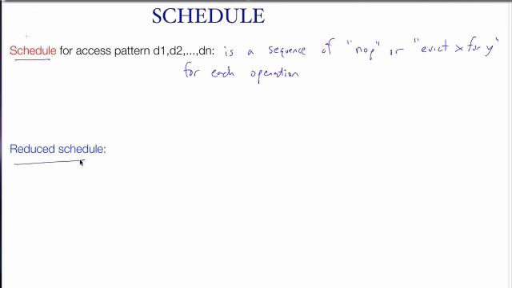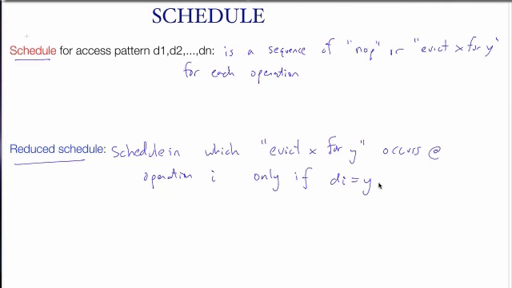And a reduced schedule is going to be a schedule in which we only evict x for y when at that operation we're reading y.